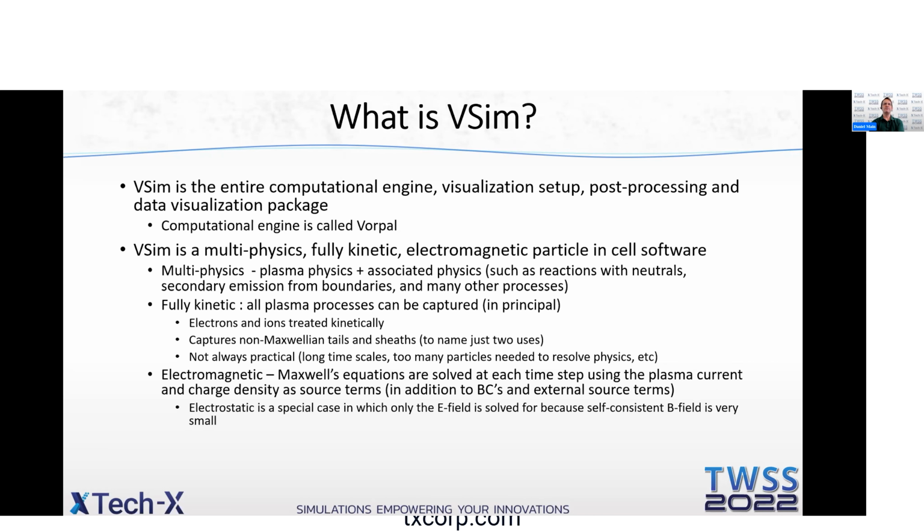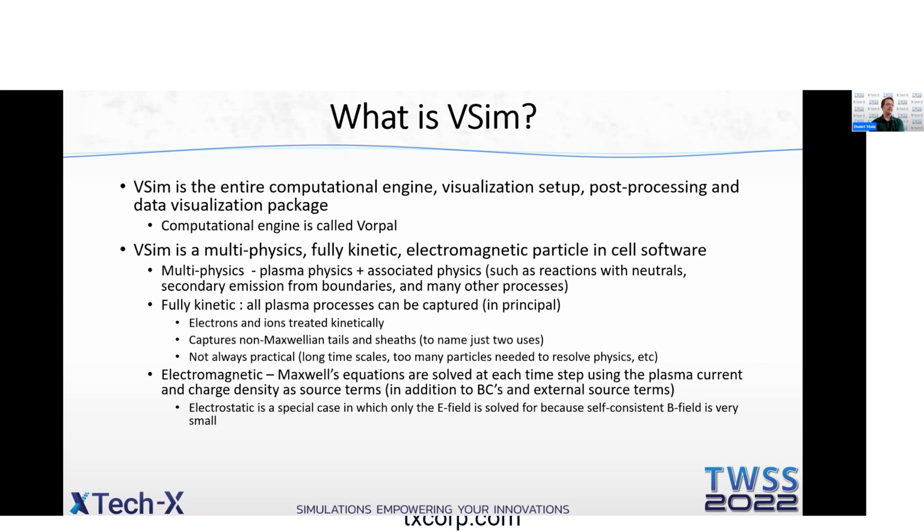VSim is a multi-physics, fully kinetic PIC code. Multi-physics means we do the plasma physics plus all the associated physics, or much of the associated physics involved with a plasma. So it could be reactions with neutrals, emissions from boundaries, all sorts of secondary processes that are needed to do the plasma part correctly.